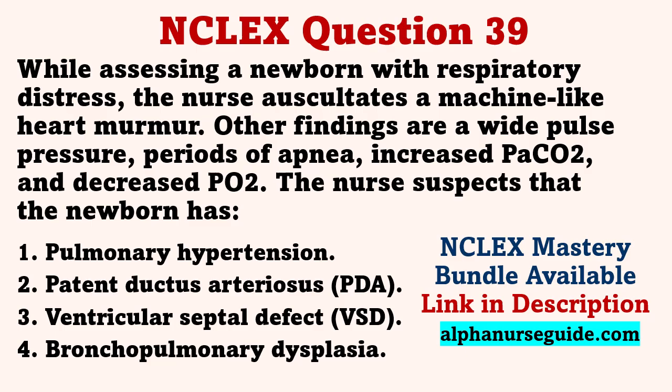Patent ductus arteriosus. The main identifier is the machine-like murmur, which is the hallmark of a patent ductus arteriosus. Pulmonary hypertension is a pulmonary condition which does not create a heart murmur. A ventricular septal defect does not produce a machine-like murmur. Bronchopulmonary dysplasia is a pulmonary condition which does not create a heart murmur.